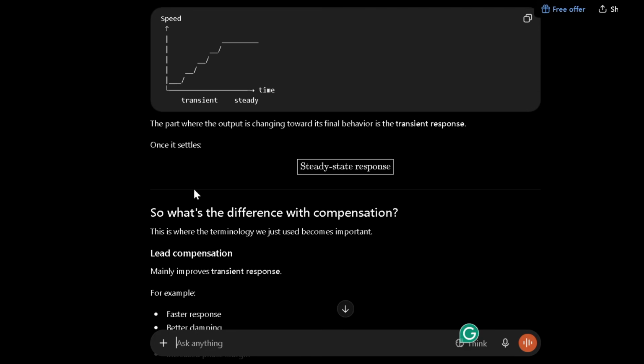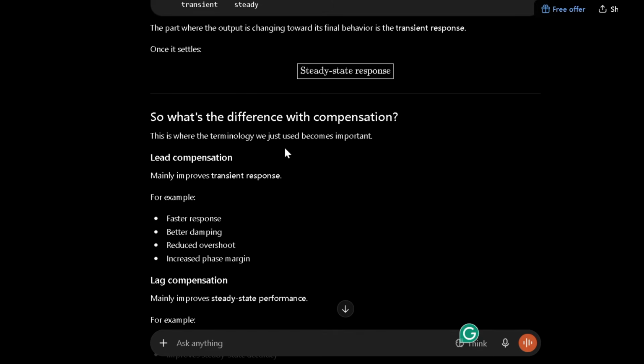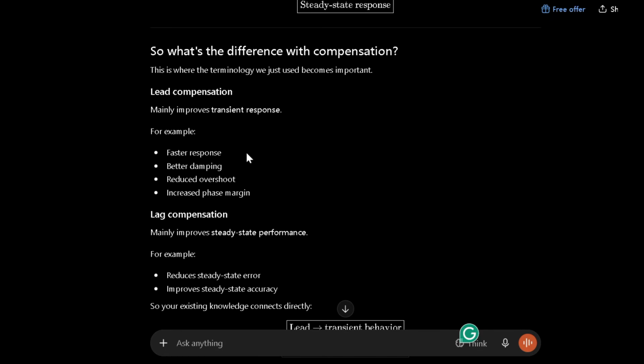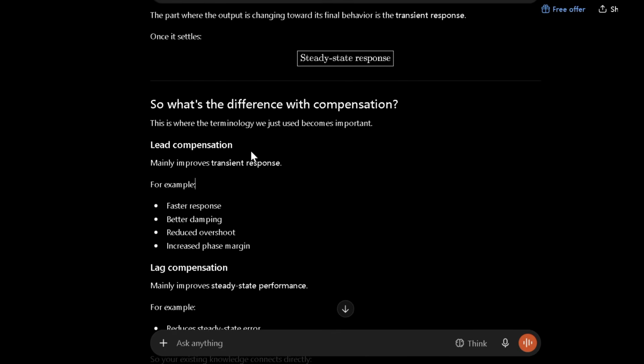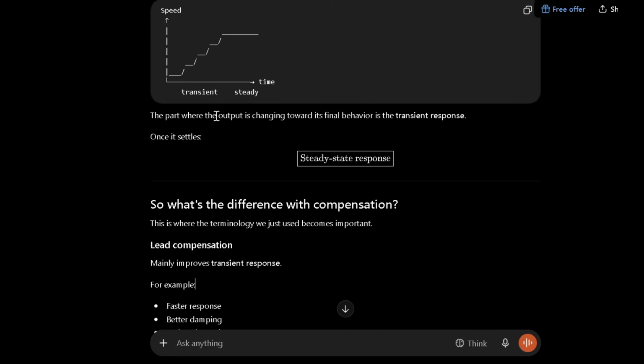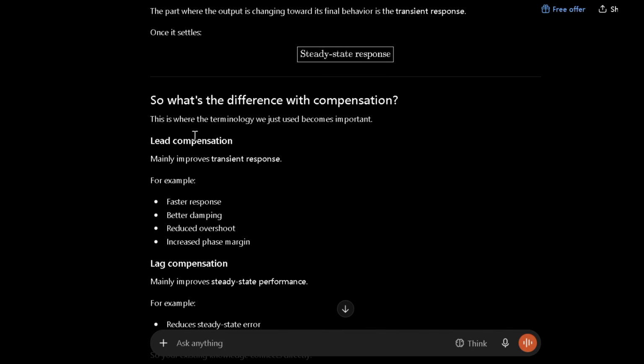So what's the difference with the combination? This is where the terminology we just used comes in. Lead compensation mainly improves the transient response, for example faster response, better damping, reducing overshoot, improving phase margin. So it reduces the transient response time, and that's why we get a faster response. Lag compensation mainly improves the steady state response.